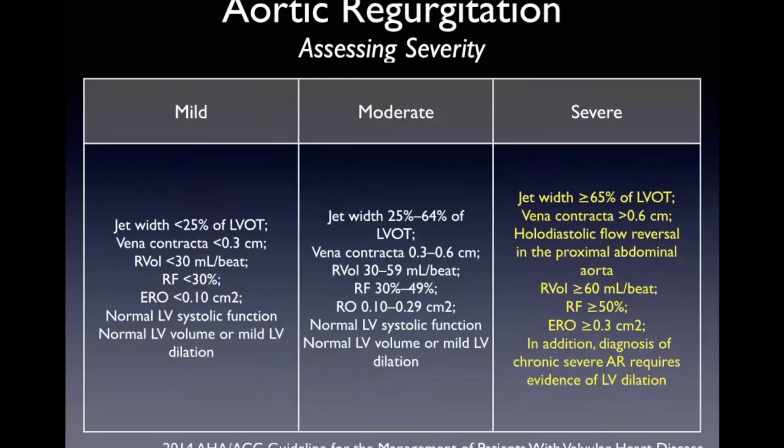And the more recent guidelines in 2014, so severe is pretty similar: jet width 2/3 the LVOT, vena contracta greater than 0.6 centimeters or 6 millimeters, and holodiastolic flow reversal in the proximal, I should say definitely the abdominal aorta, but it could be in the thoracic aorta as well. Then the PISA measurements, and severe requires LV dilatation.